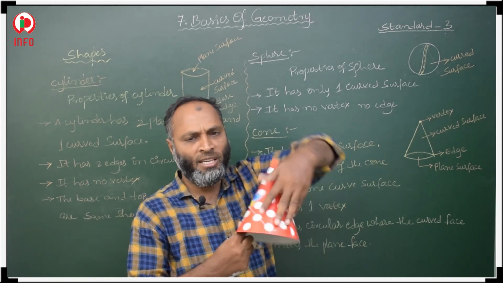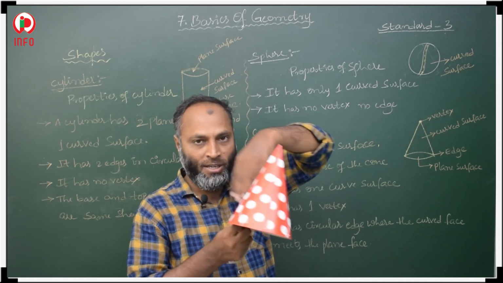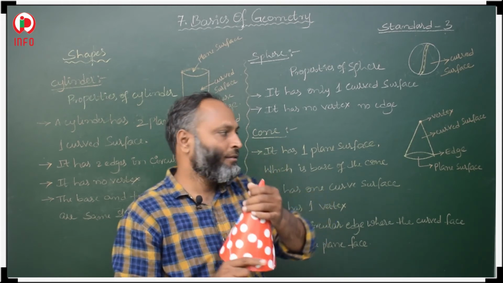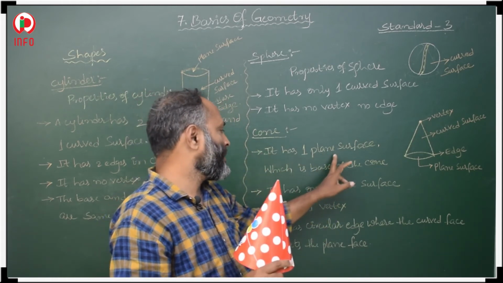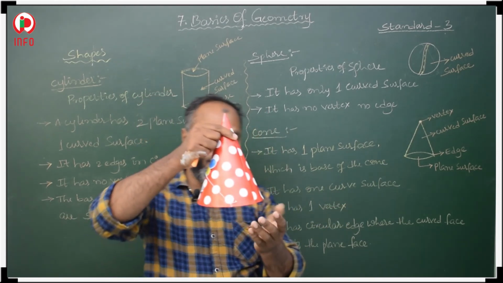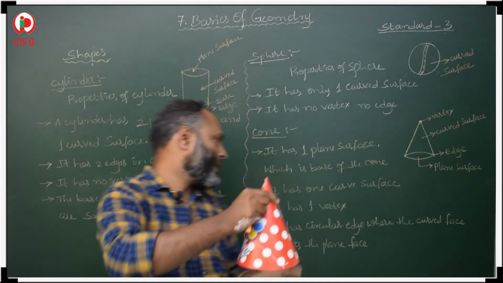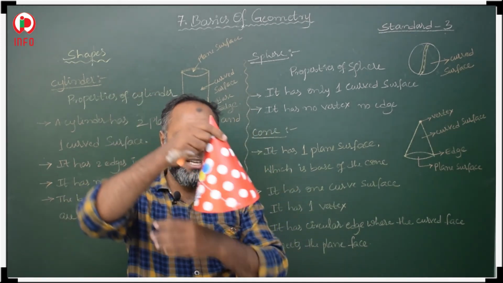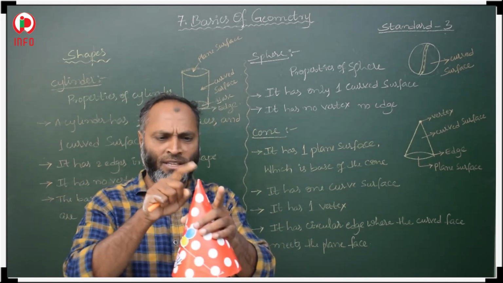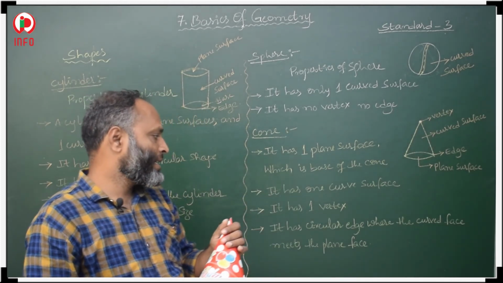This surrounding is a curved surface. It has one curved surface, one plane surface, and one vertex. The plane surface is the base of the cone. How many vertices? One vertex. And edge.